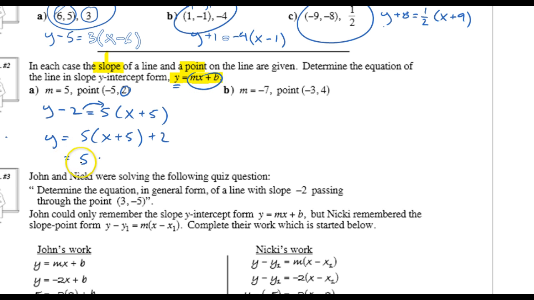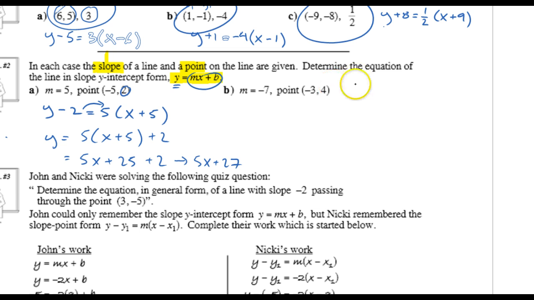So it's going to be 5x plus 25 plus 2, and then finally, I could have done that last step in my head. It's going to be 5x plus 27. My pen's acting a little funny today. Okay, let's do the second one here.